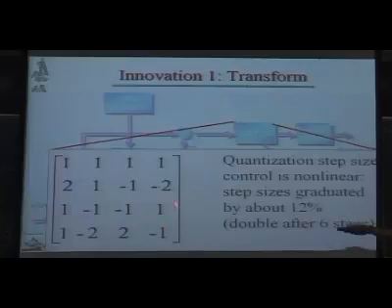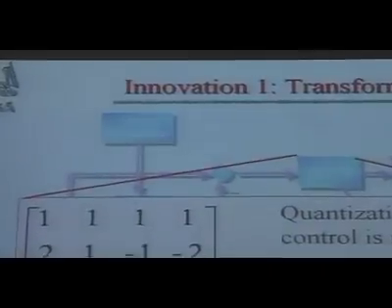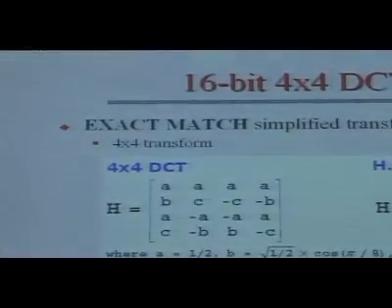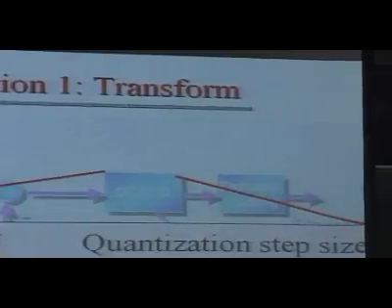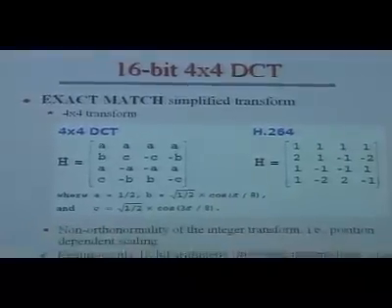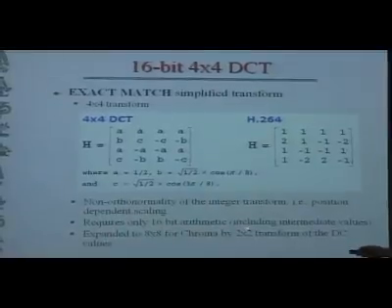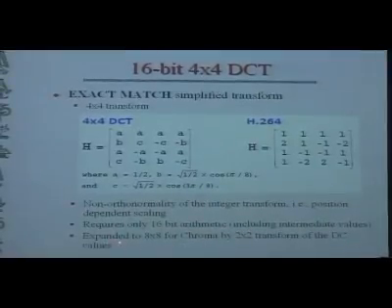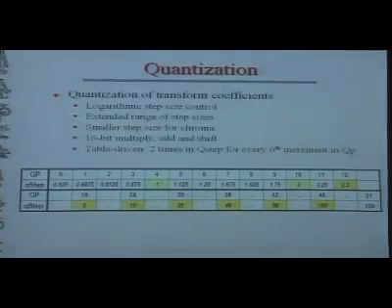And this is one of the innovations, and we actually participated in this. This is something taken from our BIN-DCTs, the binary approximation of the DCT. This transform requires only 16-bit arithmetic, and it has been expanded from 4x4 to 8x8 and other sizes.